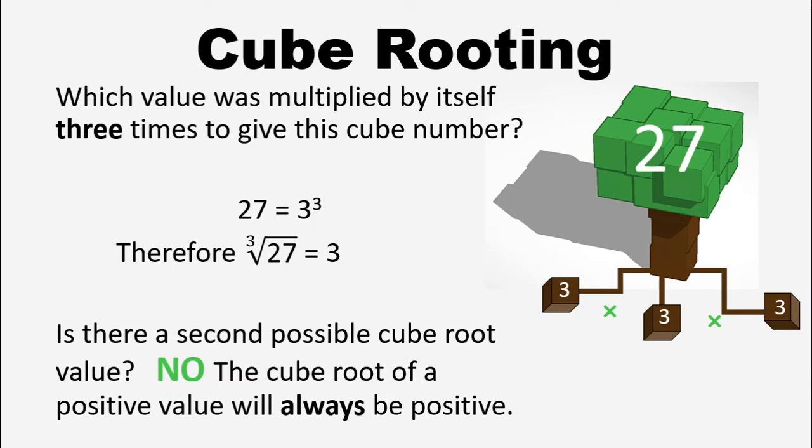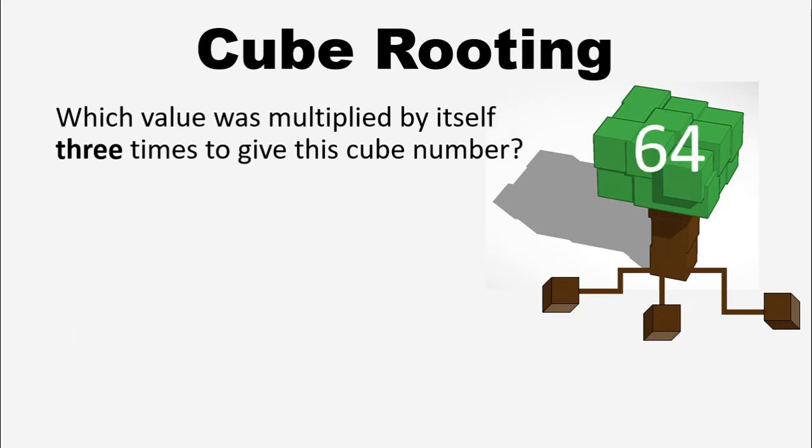So no, there is no second possible cube root value. When you cube root a number, there is only one solution. If you cube root a positive number, that solution will be positive. Let's try another one. So 64. What's the cube root of 64?